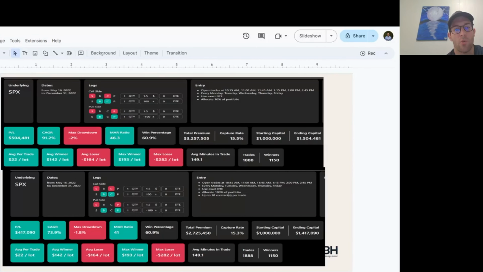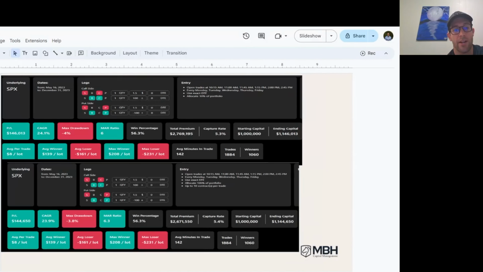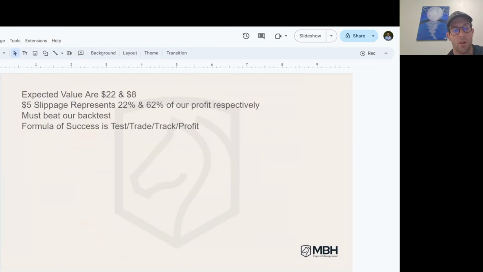So on a really good year, we outperformed the trade by 20% just because the compounding was more versus a fixed lot. So this is why I always like to test with the fixed lot. And then on a bad year, it basically had no variance. But you can also see on a bad year when our expected average return is only that $8, if we get an extra cent of exit slippage, we lose 62% of our profit.